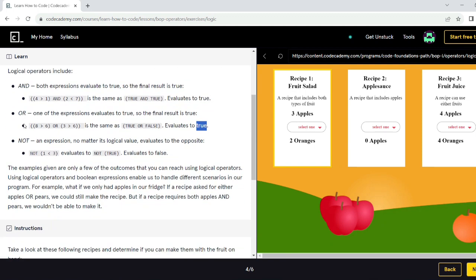And finally, we have the not operator. Whatever the result is, it's going to return the opposite of it. So if you start with the inside expression, 1 is less than 3, well, that is true, but not essentially negates it to false. If the inside was false, the not would similarly negate it to true. It just does the opposite of whatever the inside expression is.